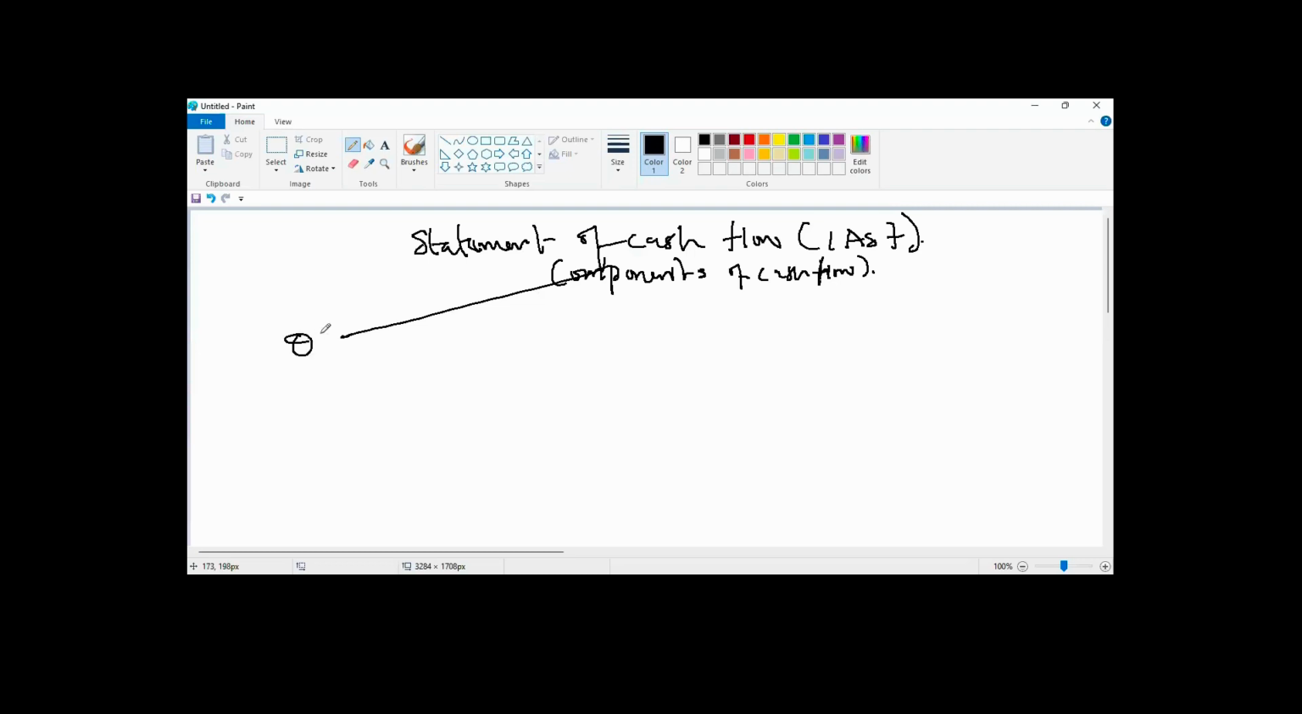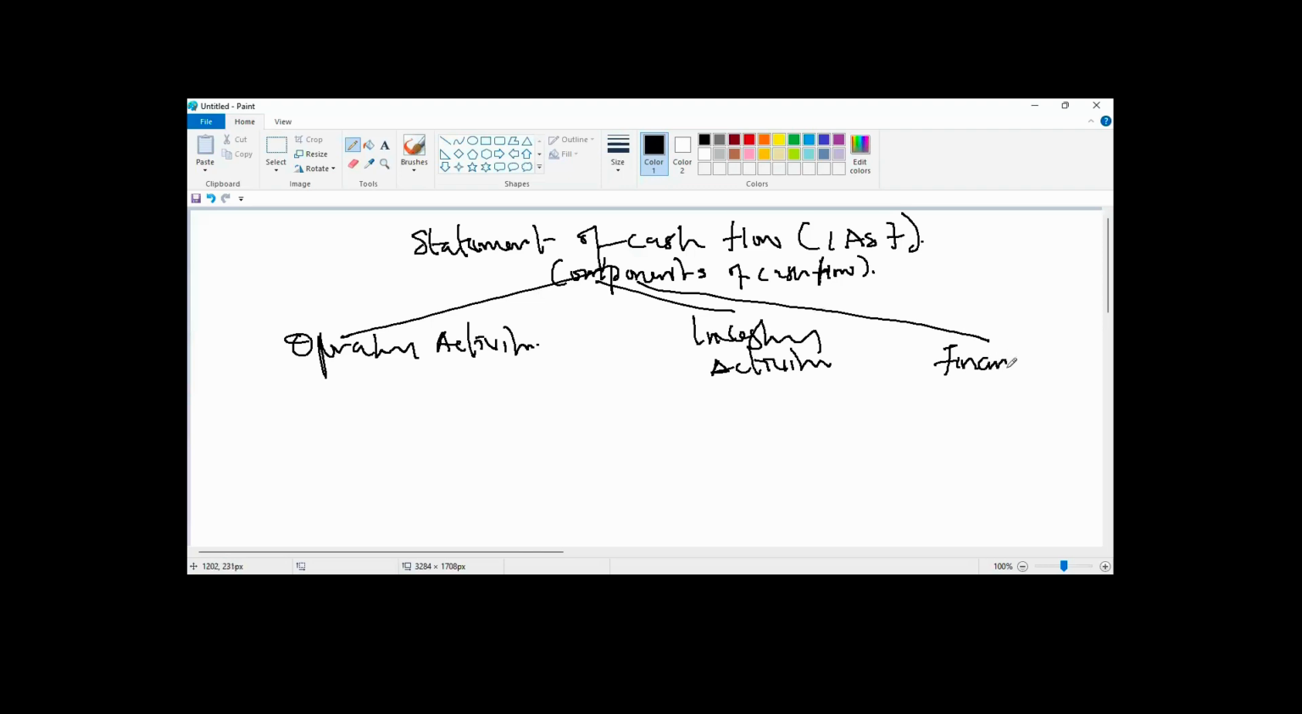Those components of cash flow are, first, operating activities, which has been defined as the key and principal revenue generating activities of the organization. Then we talk about investing activities, which talk about the acquisition and disposal of non-current assets. Then we also talk about financing activities.